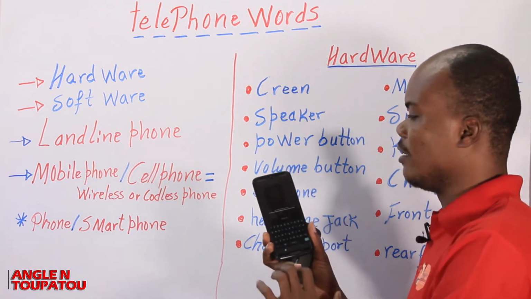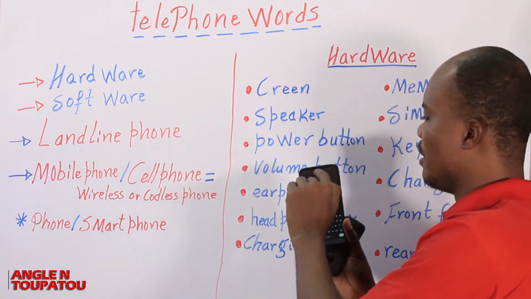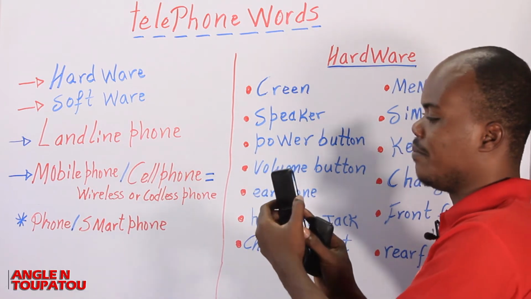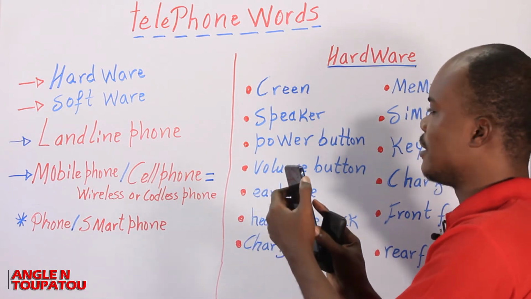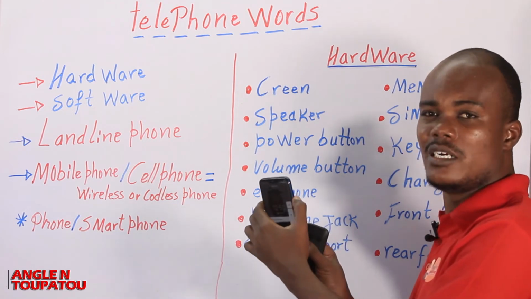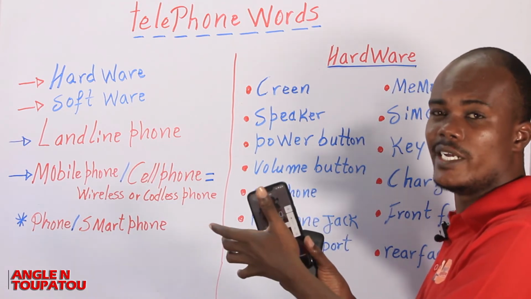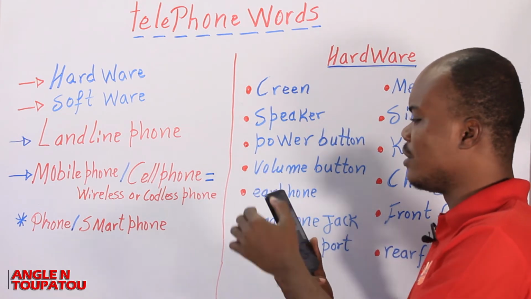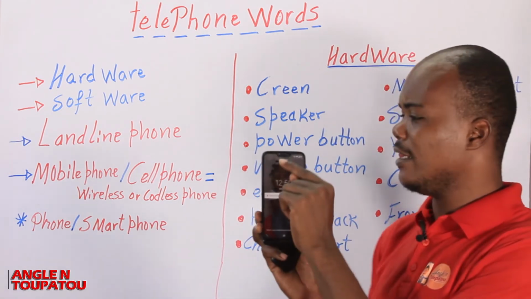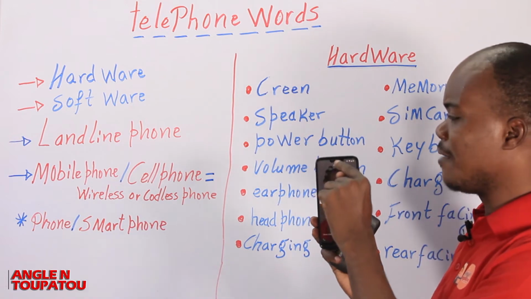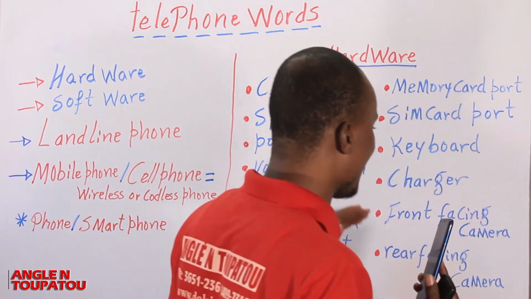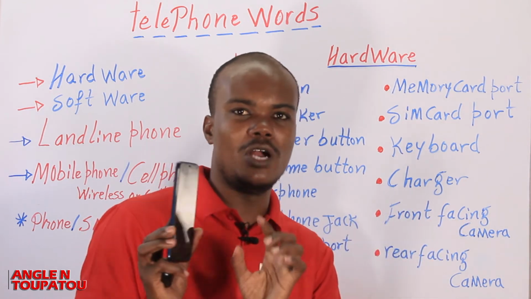This is the screen. You know, this is the speaker. This is the power button. This is the volume button, where I can turn it up or turn it down. And after that, we have here a camera. The camera, to see me. They call this camera the front-facing camera.